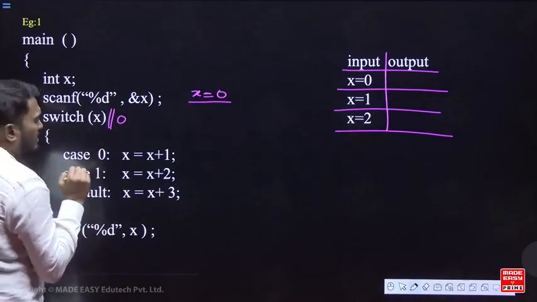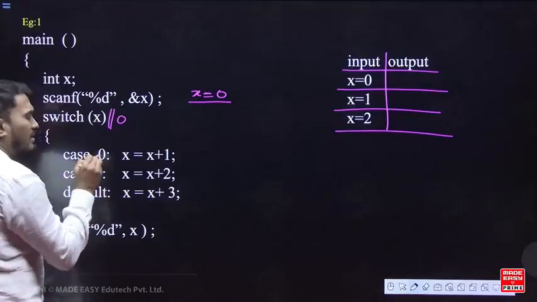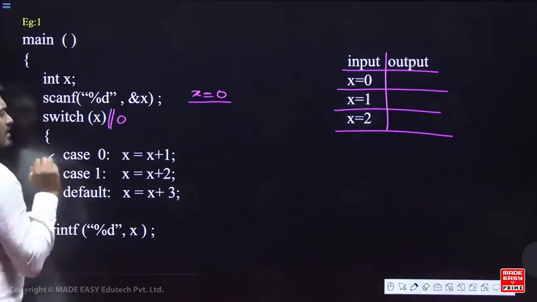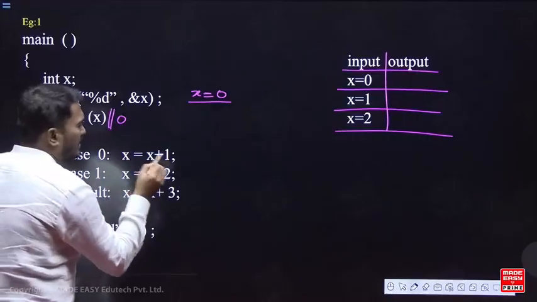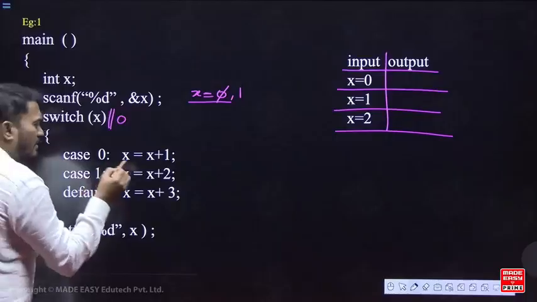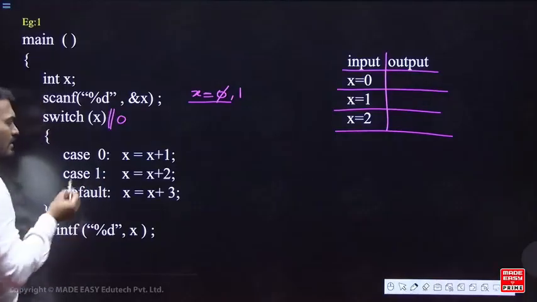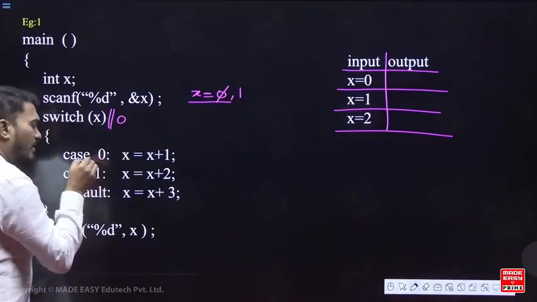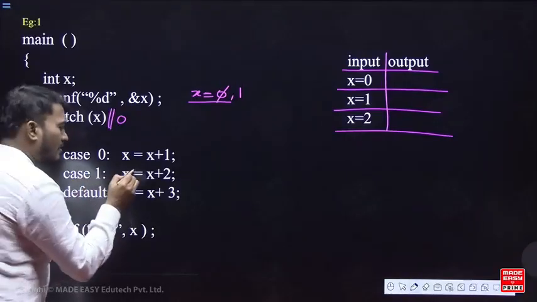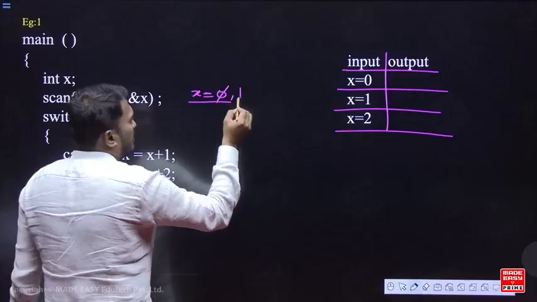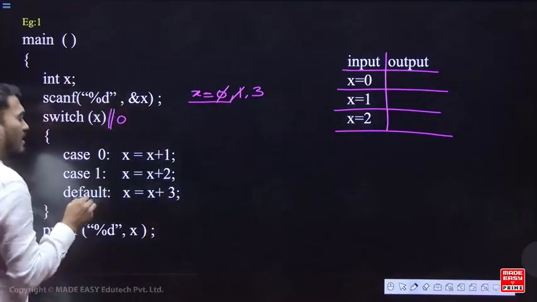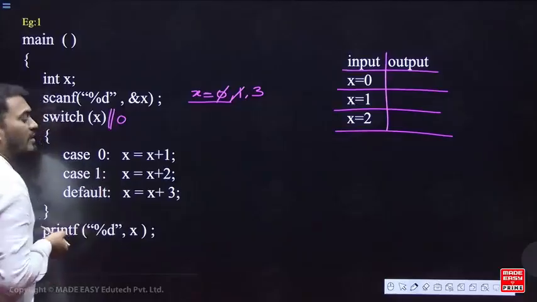When you are passing 0, is it matching with any case here? Yes, listen carefully, it is matching with case 0. It will execute case 0, x equal to x plus 1. So 0 plus 1 becomes 1. Now, after that, do you have a break here? No, there is no break. If there is no break, it will continue to the next case also. Next case, x equal to x plus 2, it will execute that. x value is 1, so 1 plus 2 is 3.